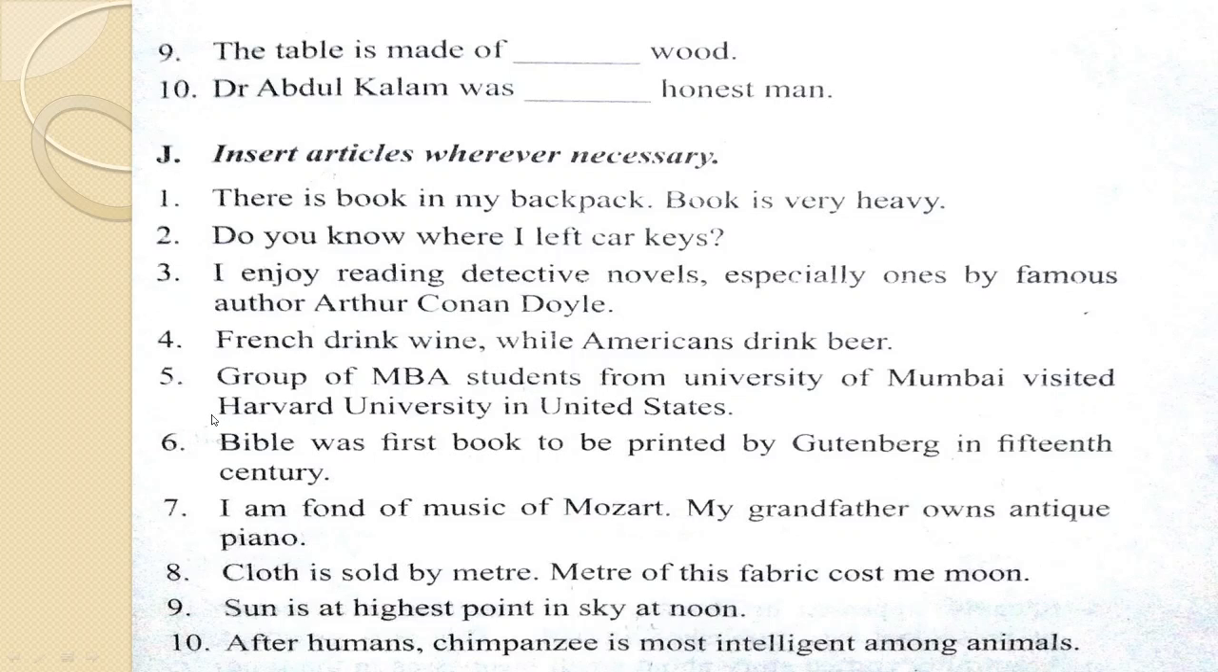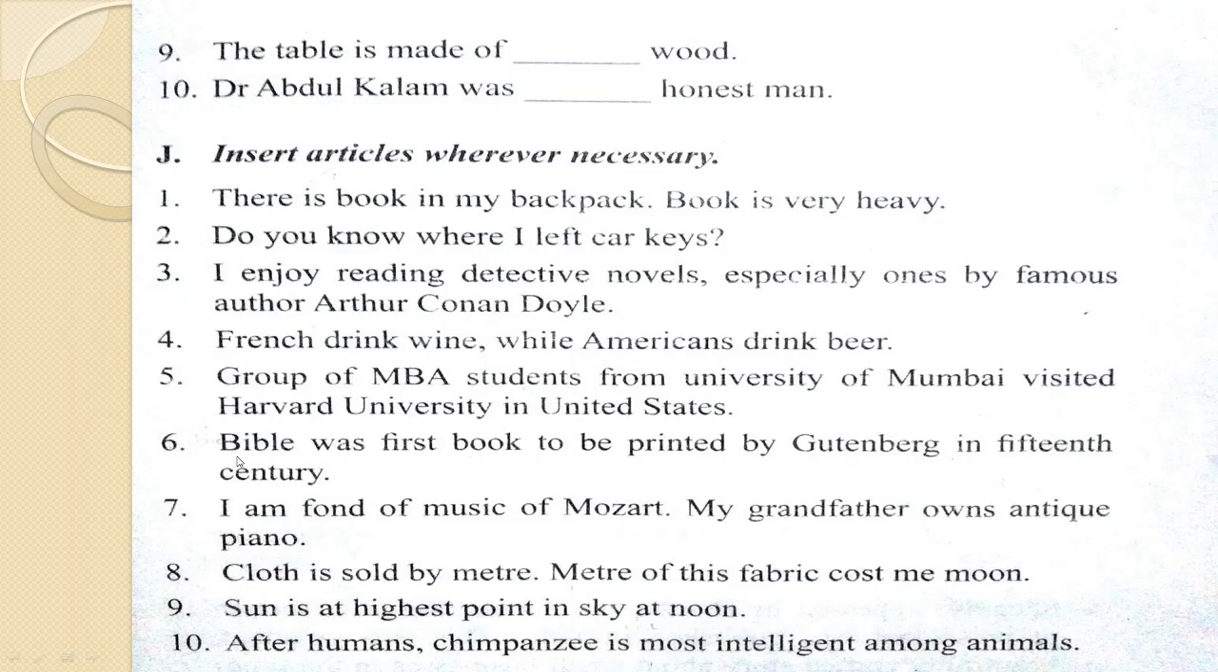Here article is not necessary because it's a name, so you are not using it. But when you are saying the University of Mumbai, the University of Oxford, you have to use it. So visited Harvard University in the United States. So before United States we use the article the United States, the United Kingdom.